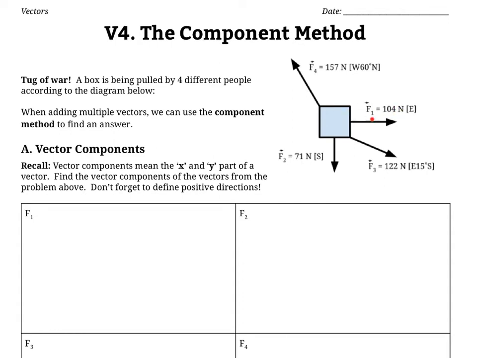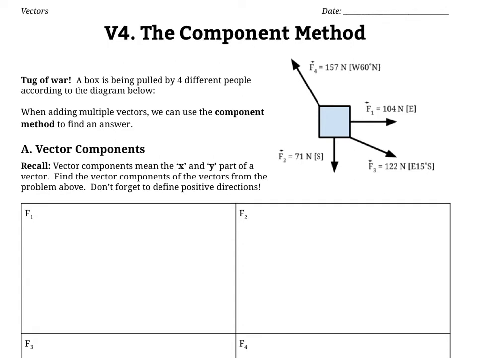We have this vector here, force 1 and force 2, which are fine to work with. We can add those together. But the problem is F3 and F4 aren't perpendicular to the other ones. So we have to break them down a little bit before we can actually add them together. And that's what this lesson is about, the component method.